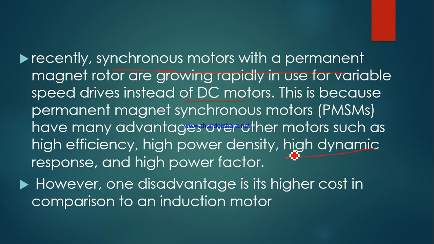What do you mean by dynamic response? That means, say my machine is rotating at 100 RPM, and suddenly I increase it to 150. Say this is my 100, and I give the reference signal like this. Normally, in other machines, such as an induction machine that is not vector controlled, if it is simply V by F control, what will happen? It will come like this. You see there is an overshoot, and it takes some time to settle down.